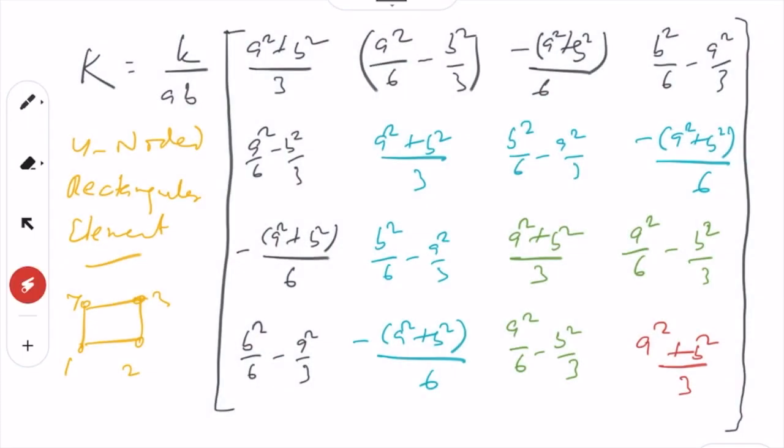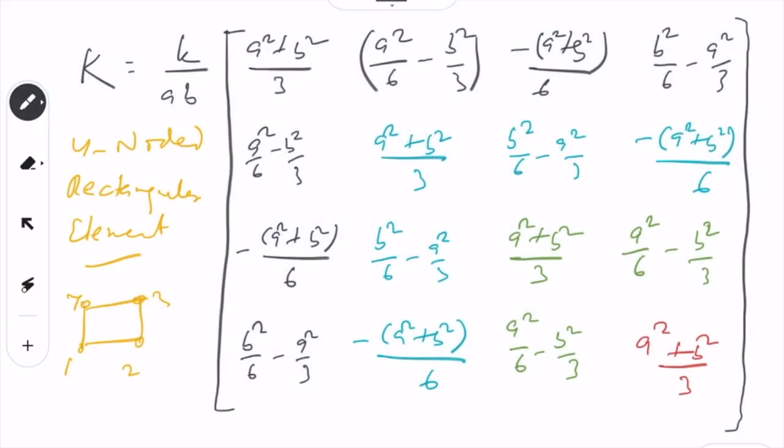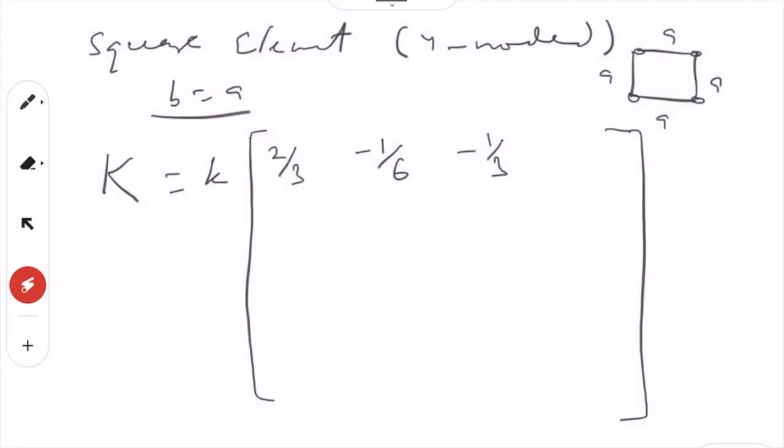Here again, minus 1 plus 1 over 6, so 2 over 6, so minus 1 over 3. So minus 1 over 3. Last one, we have 1 over 6 minus 1 over 3, the same value as this one. So we have minus 1 over 6.